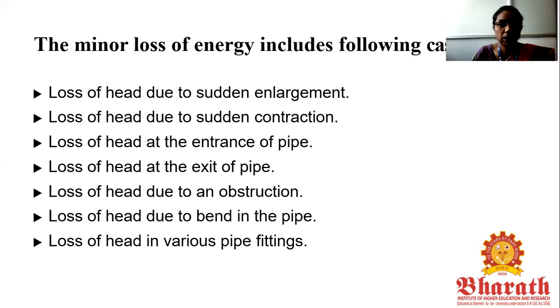So the first minor loss is loss of head due to sudden enlargement, then loss of head due to sudden contraction, then loss of head at the entrance of the pipe, then loss of head at the exit of the pipe, then loss of head due to an obstruction, loss of head due to bend in the pipe, and loss of head in various pipe fittings.